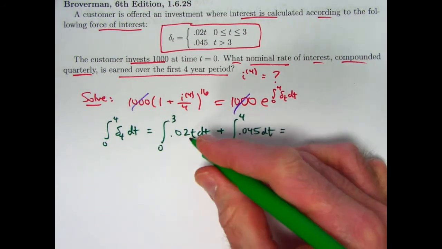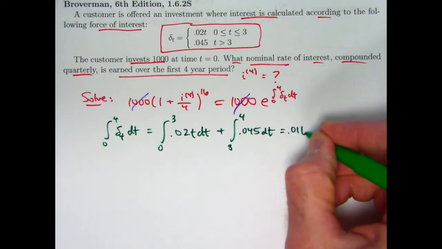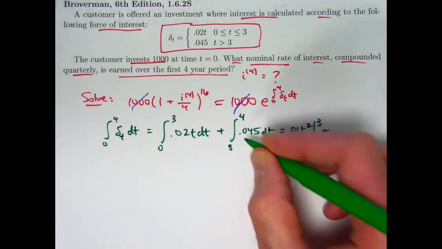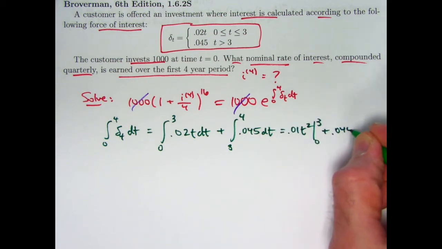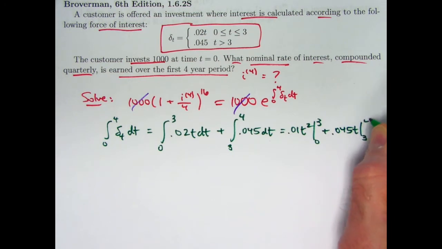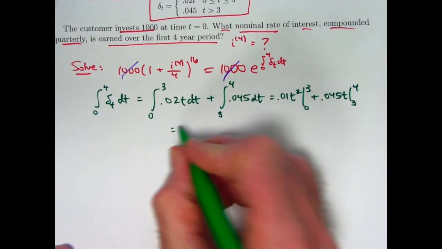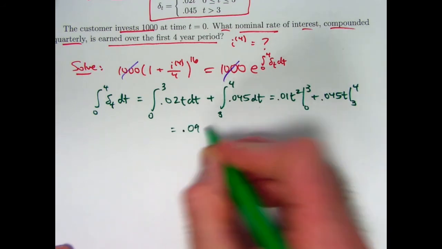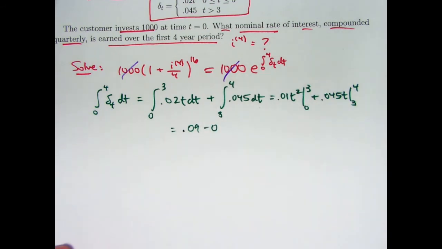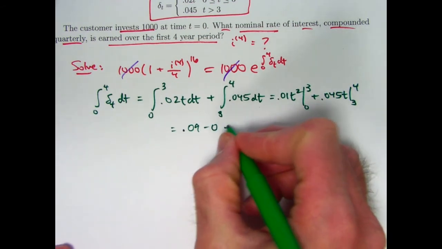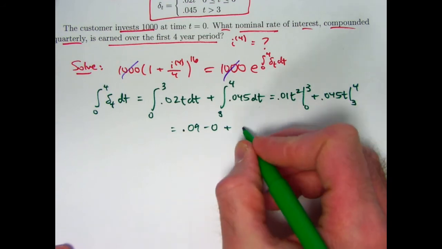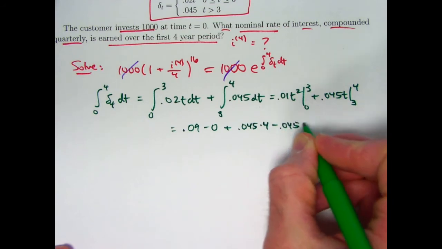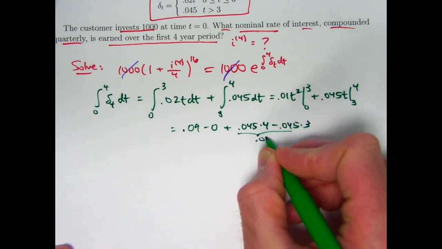Doing the first integral, integrating 0.02t gives you 0.01t squared. That's going to be evaluated from 0 to 3. Integrating this constant function gives you 0.045t. That will be evaluated from 3 to 4. This is going to give you, let's see, 3 squared is 9 times 0.01 is 0.09 minus 0. I'll go ahead and put the minus 0 for emphasis, but of course you don't have to write that down. And the second one is going to give you 0.045. If you're unsure, you can go ahead and do it this way. That is the same as 0.045.